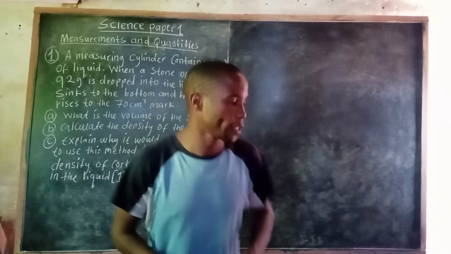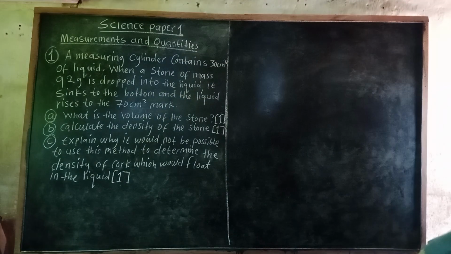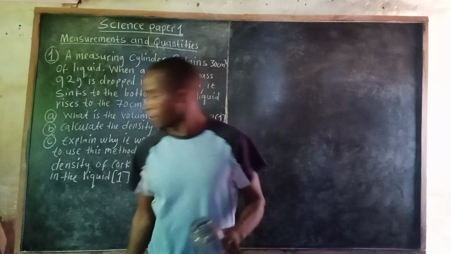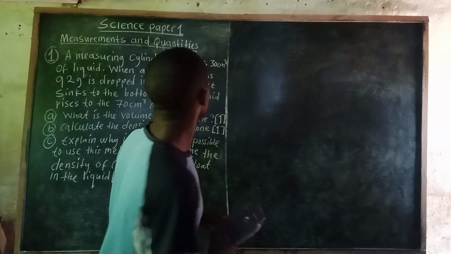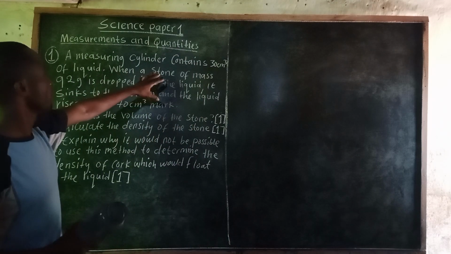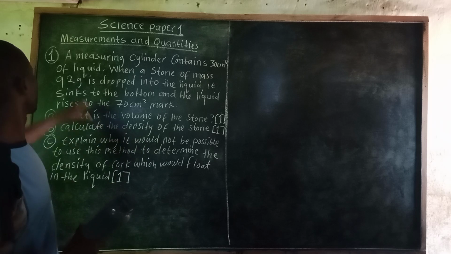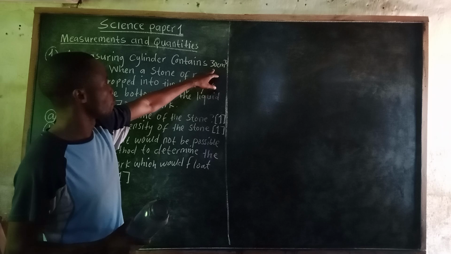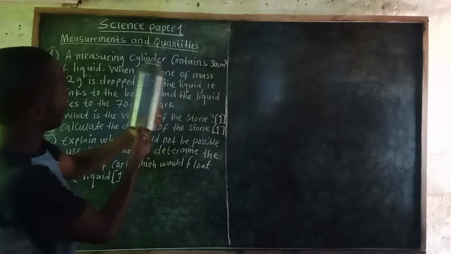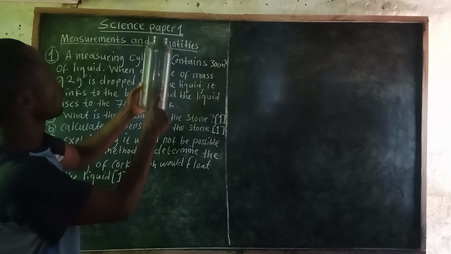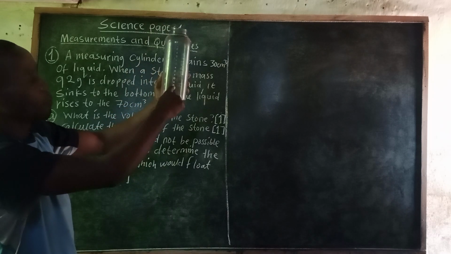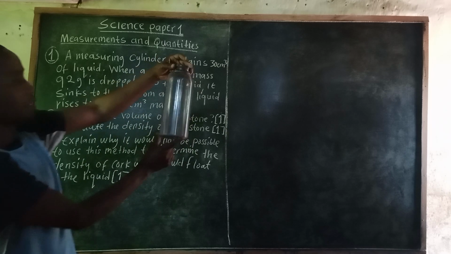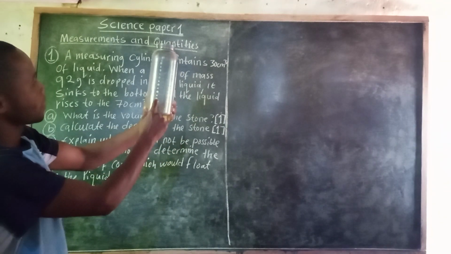Okay, so I think I'll get this bottle, representing the measuring cylinder. According to the statement, they are saying this measuring cylinder has got water. It contains water of this volume, which is 30 centimeters cube. For example, we are going to assume this is 30 centimeters cube. That is the water which is in this particular measuring cylinder. And this is how the measuring cylinder looks like. Okay, so this is 30.